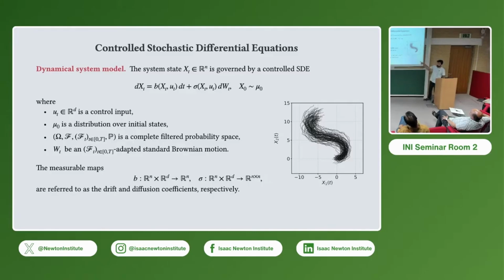So A is sigma sigma transpose. Yeah, it was not clear. Sigma is the diffusion coefficient, and A is the diffusion matrix.